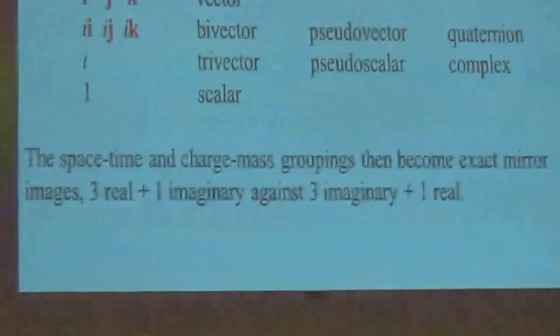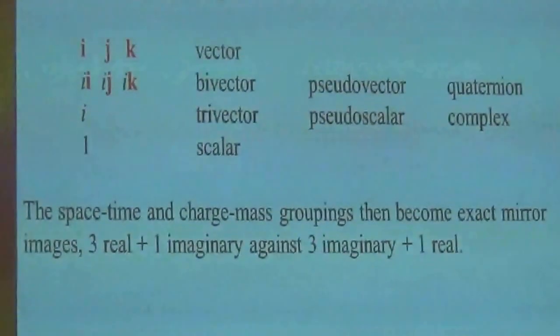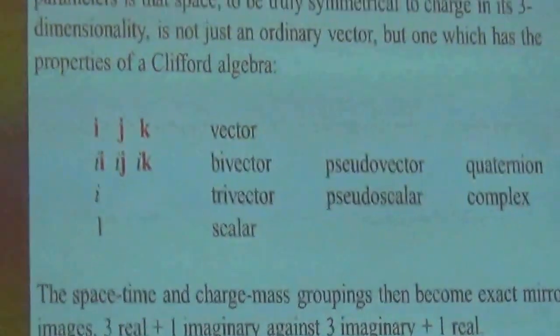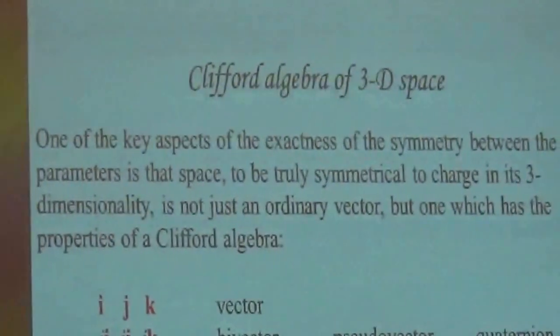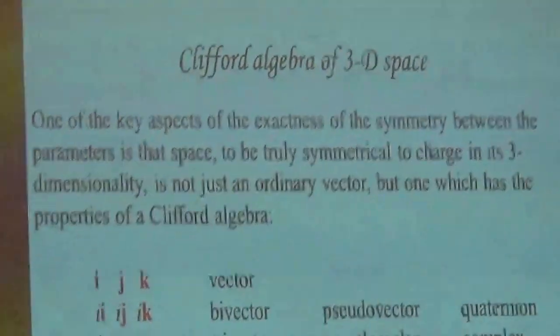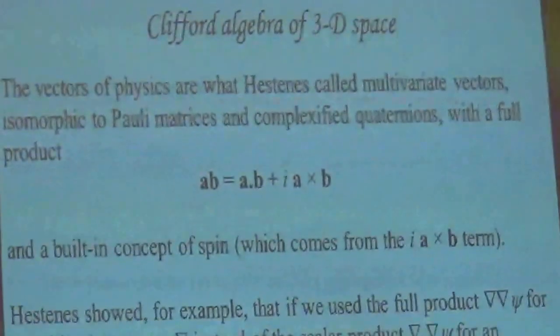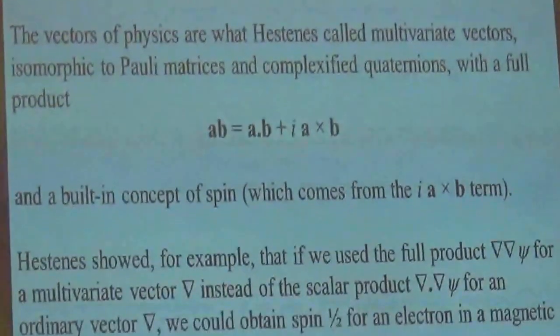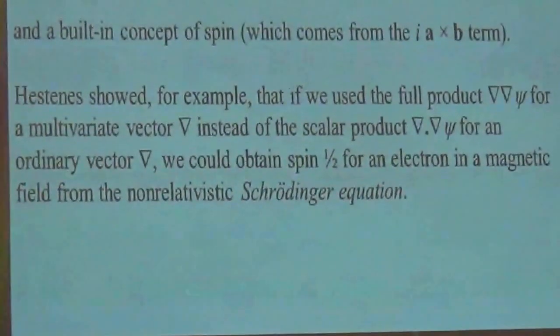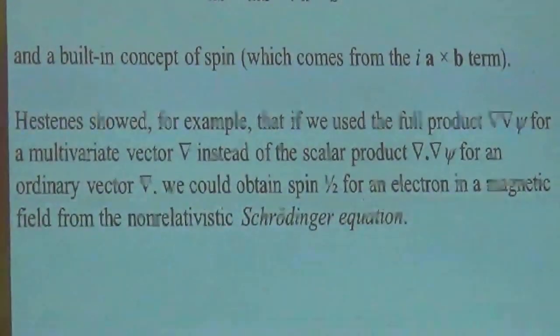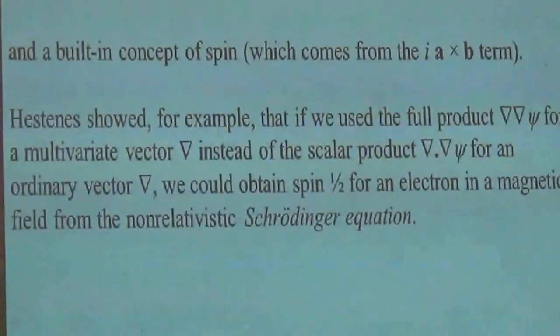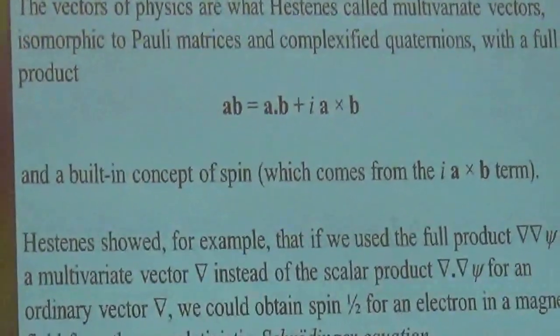You've got to realise that the three-dimensionality of space is in fact more than it used to be thought. It's not just a vector, it's one of these sort of vectors, which is why we have spin. The space-time and charge-mass groupings then become exact mirror images. We've got three real for space, one imaginary for time, three imaginary for charge, and one real for mass. It's what Hestenes has called multivectors. These are isomorphic to Pauli matrices and complexified quaternions, and they have a full product. There's not just a vector and a scalar product, there's a full product. And when you take the full product, you realise that that's what brings in the concept of spin. It automatically brings in the concept of spin from the second term in the full product.